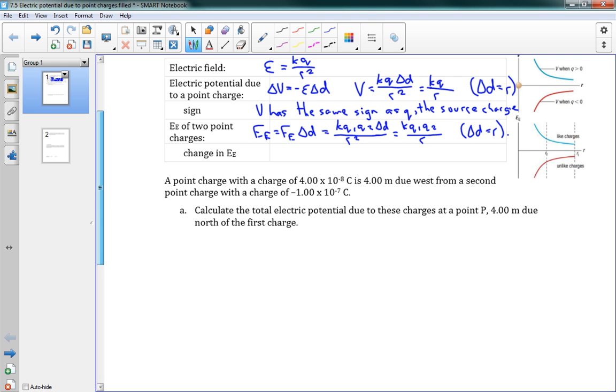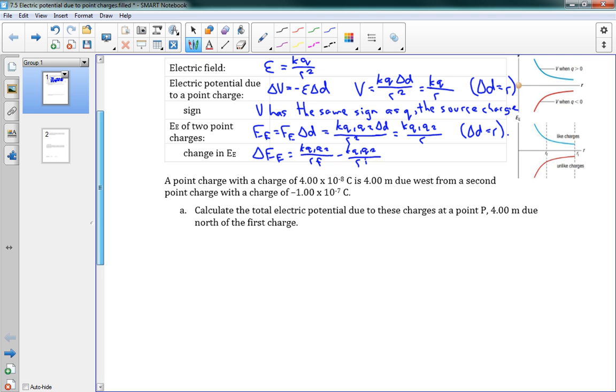So one last piece. We have our energy. If I want to find the change in that energy, delta EE, well, this is just equal to the final minus the initial. So we have K Q1 Q2 over RF minus K Q1 Q2 over Ri.